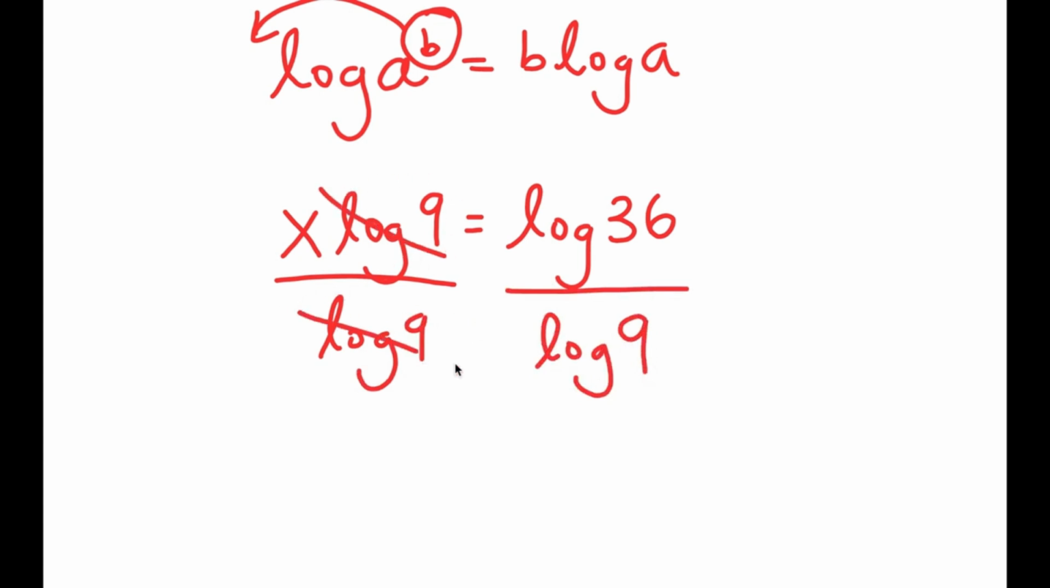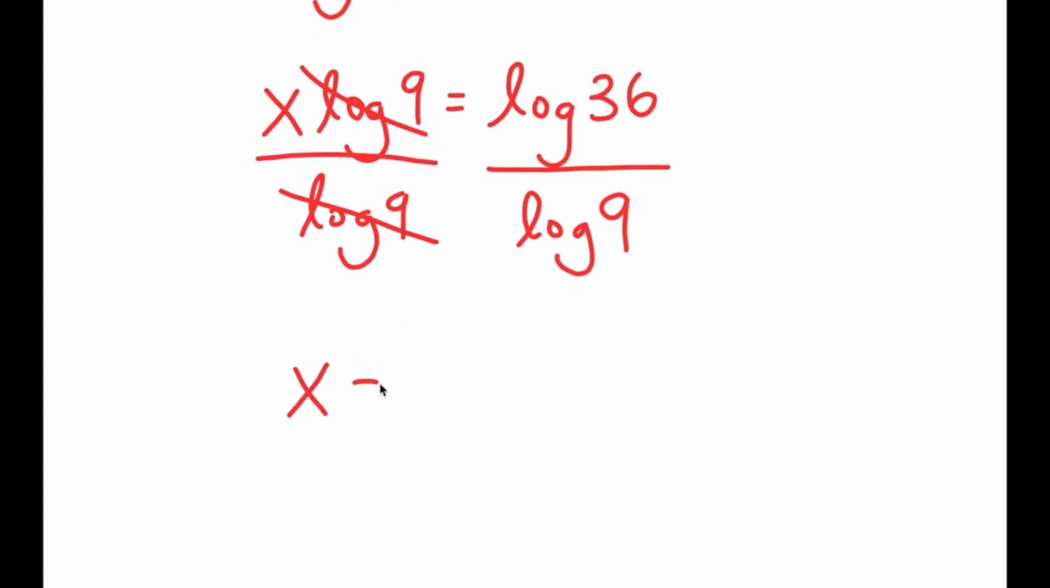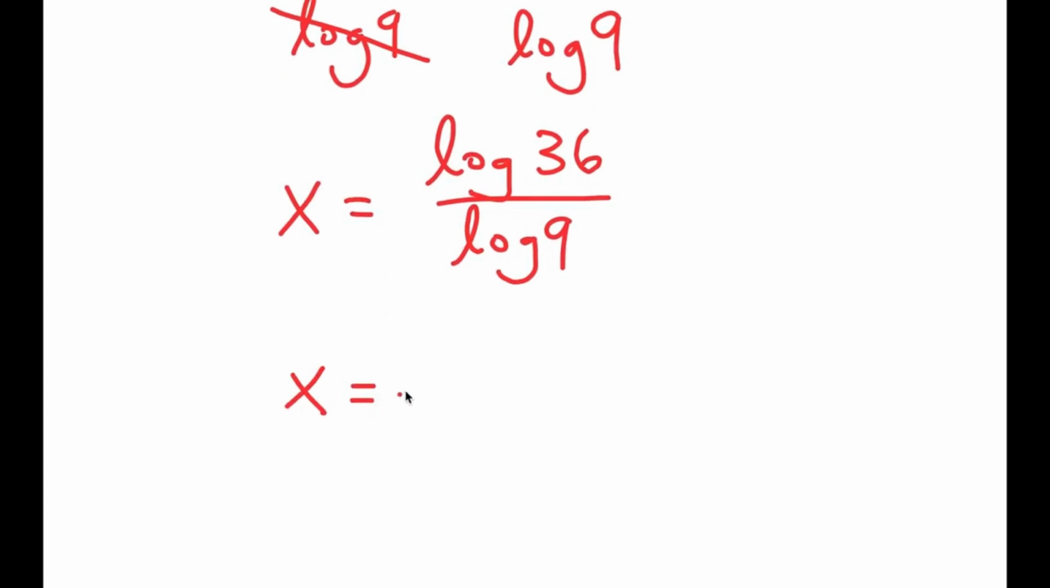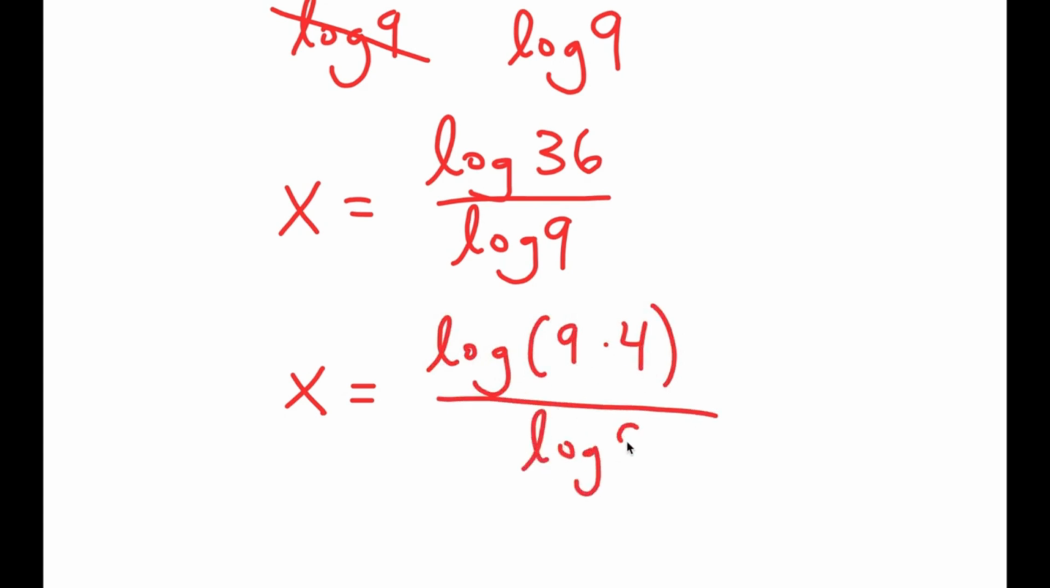So then these two cancel out, and I get x is equal to log 36 over log 9. Now, we aren't done yet because we want to find the exact value of x, so we don't want any logarithms in our solution. So now I'm going to rewrite log of 36 as log of 9 times 4 because I just want to simplify log 36.